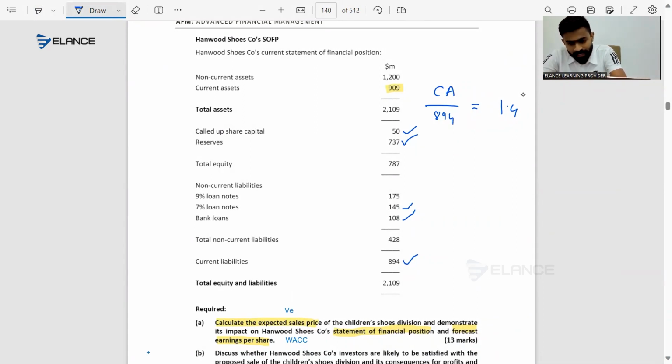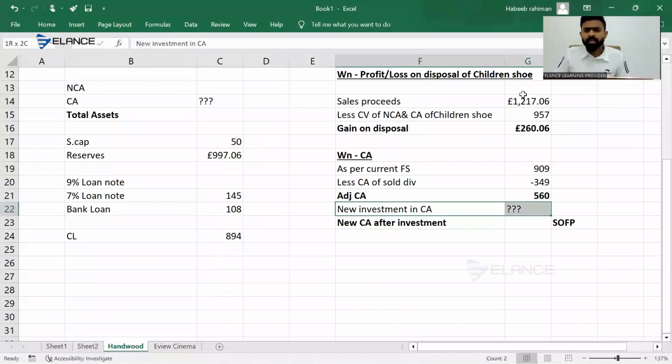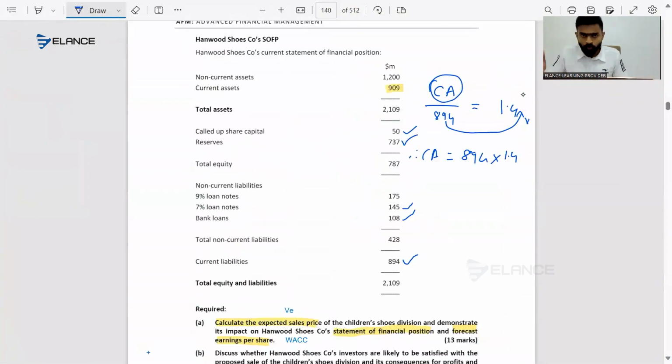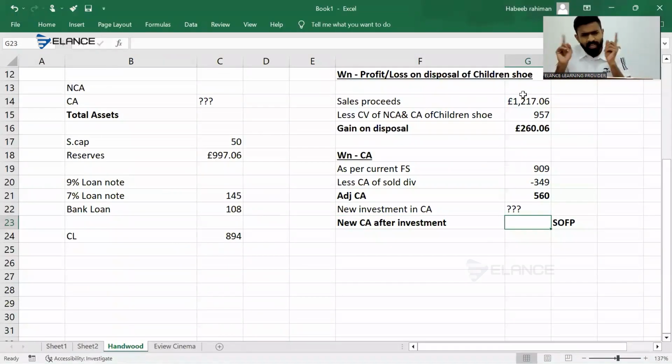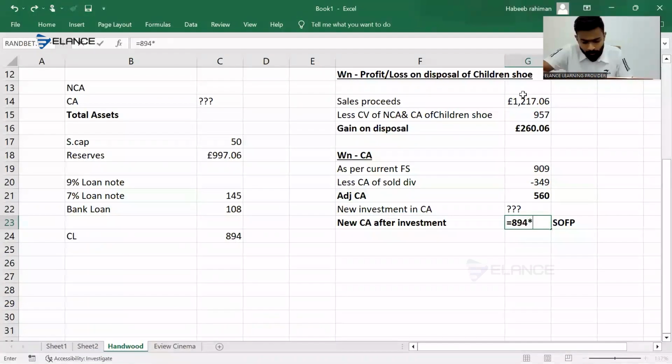Using this, we can calculate the new current asset, right? How will we calculate the new current asset? Therefore, current asset is equal to how much? 894 multiplied by 1.4. This is division, right? If it comes to this side, it will be multiplication. So the current asset after investment, in order to increase liquidity to a current ratio of 1.4, the new current asset after investment has to be 894 multiplied by 1.4. Do you got this?